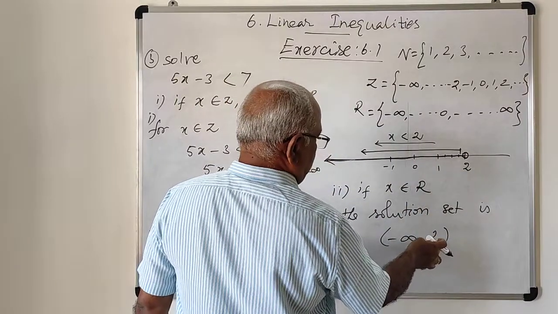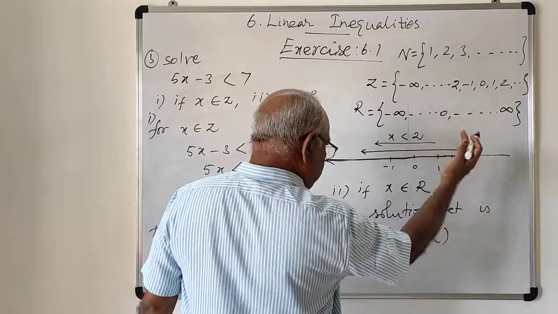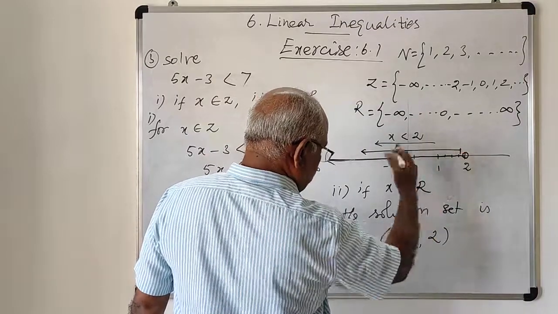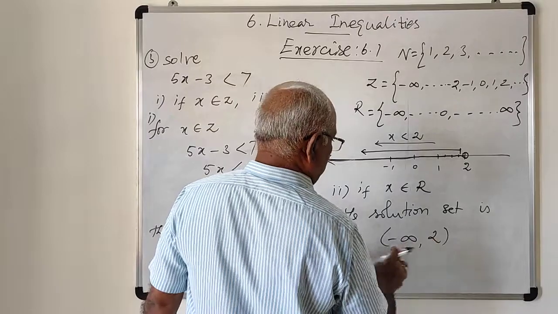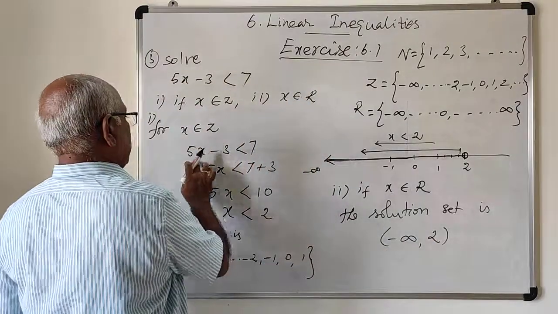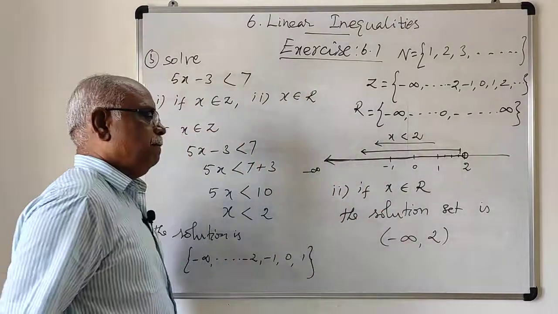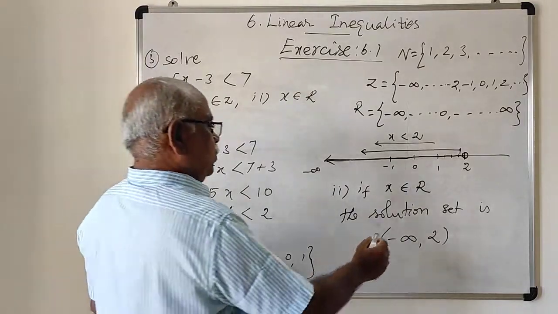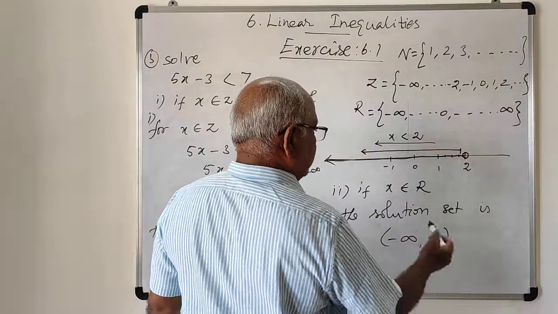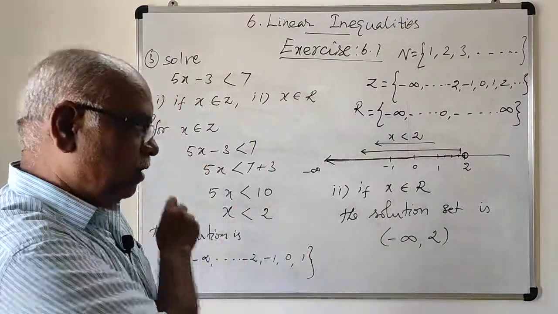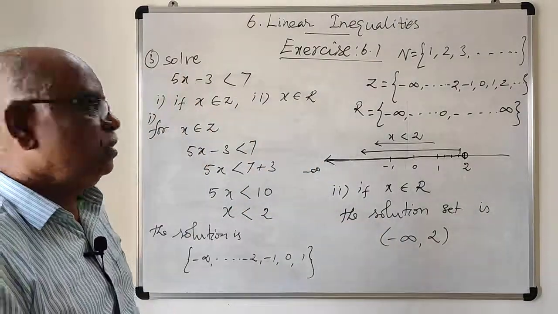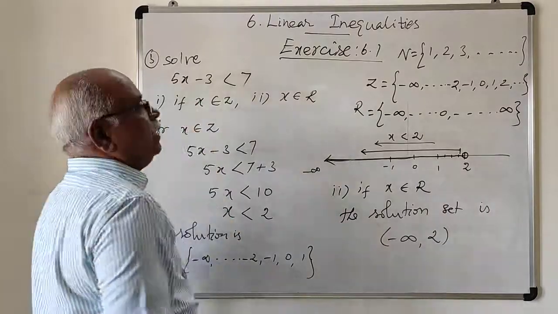Because that means the endpoint 2 is not considered, but up to 2. Next to 2, I mean 1.99, up to that number only we will consider. Therefore, this is the solution set for the problem in the case of real numbers. Suppose you put 2 as closed, then 2 is included. That's why I write it as an open interval. 2 is not included. That's all about problem 3.